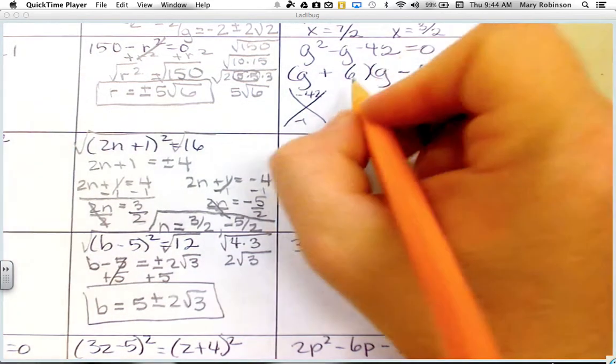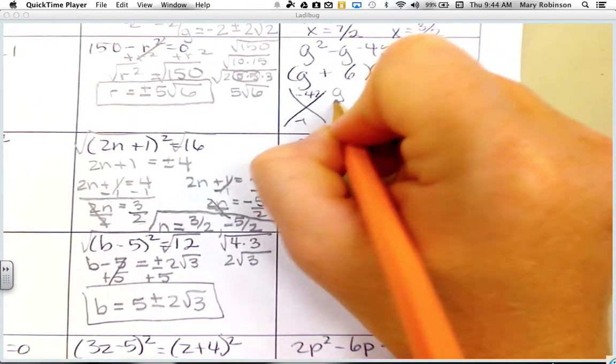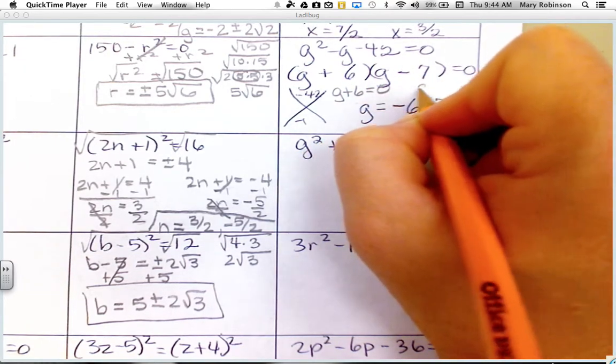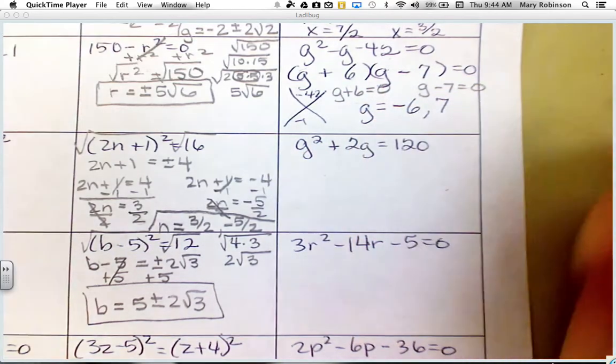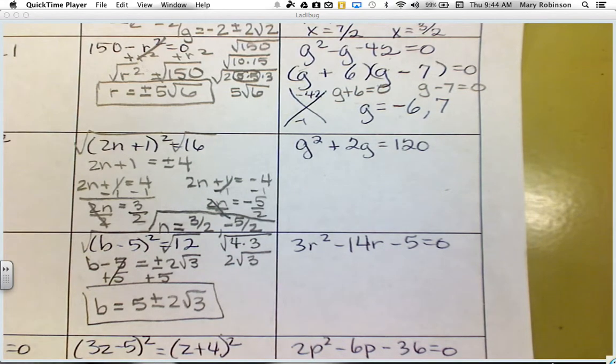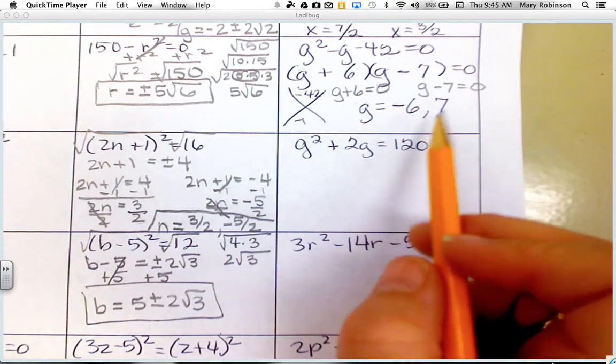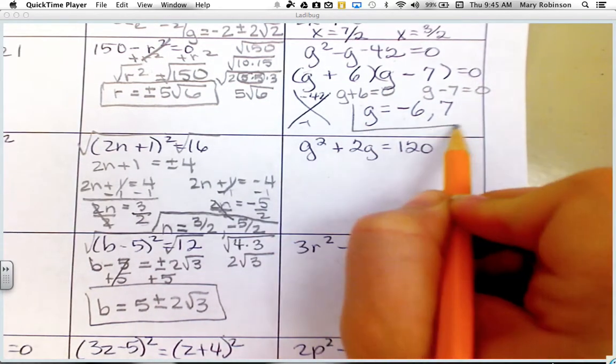So remember here, one thing we didn't put was that really where our answers come from are setting each factor equal to 0. Right? Remember we talked about your 0 multiplication property. So we'd have to subtract 6 and then add 7. So our two solutions are negative 6 and positive 7.